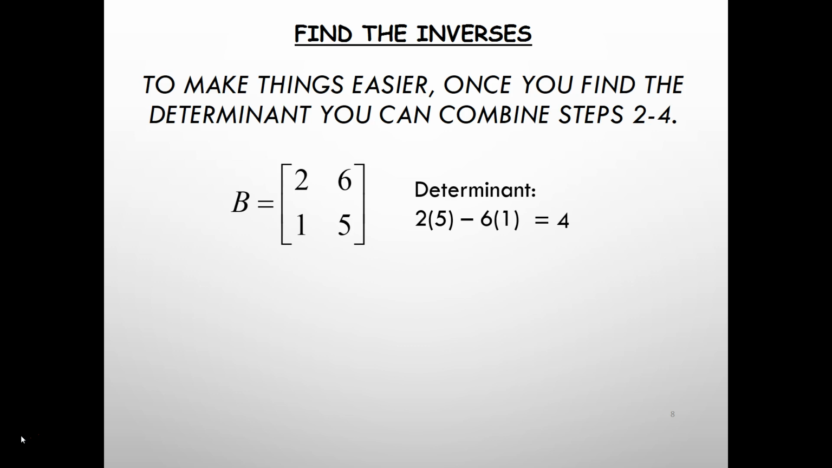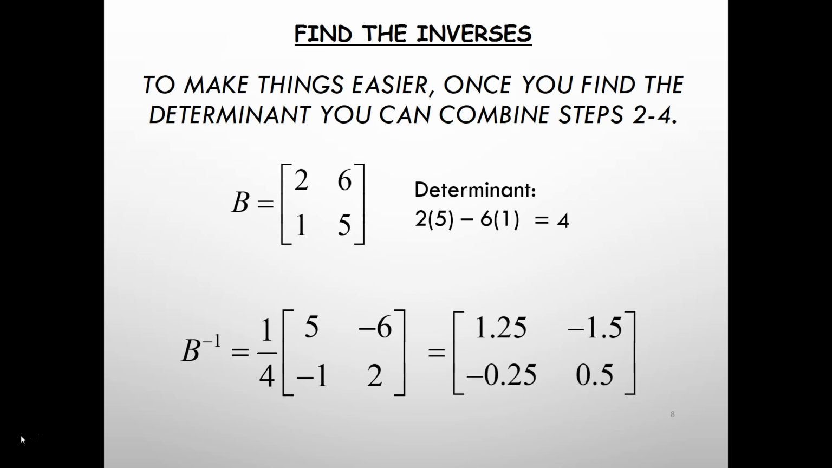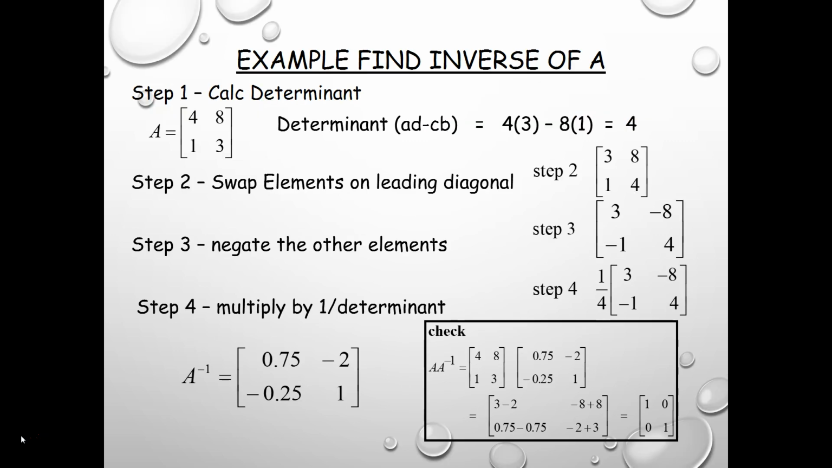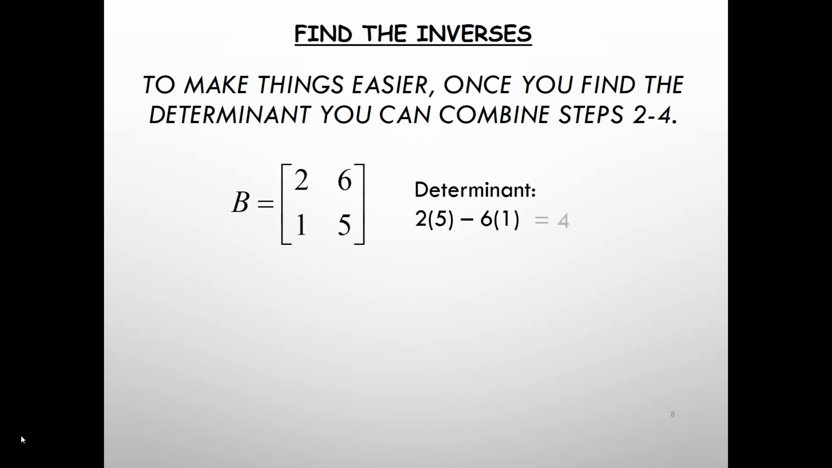10 minus 6 gives us 4. So now we're going to combine steps 2 through 4. So we're going to take the reciprocal of that determinant, which would be 1/4. We swap that diagonal, so the 2 and the 5, we swap those to get 5 and 2. And then we negate, or take the opposites of those other two elements. The 6 and 1 become -6, -1. And now we just go ahead and multiply those elements by 1/4 to get 1.25, -1.5, -0.25, and 0.5. So doing it that way is a lot easier than doing all those steps separately.